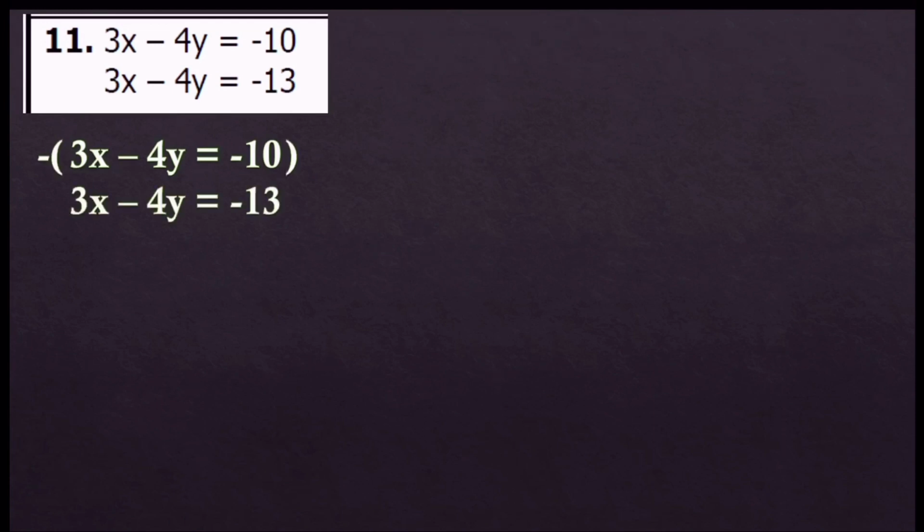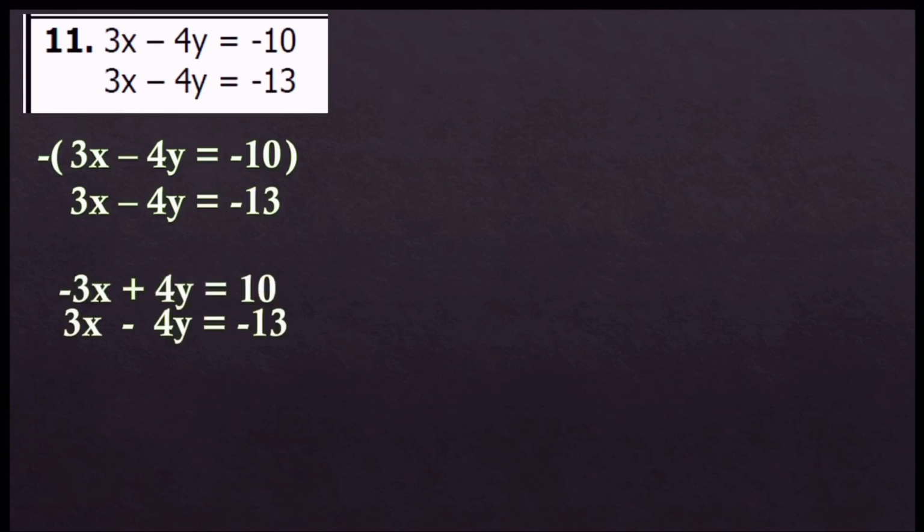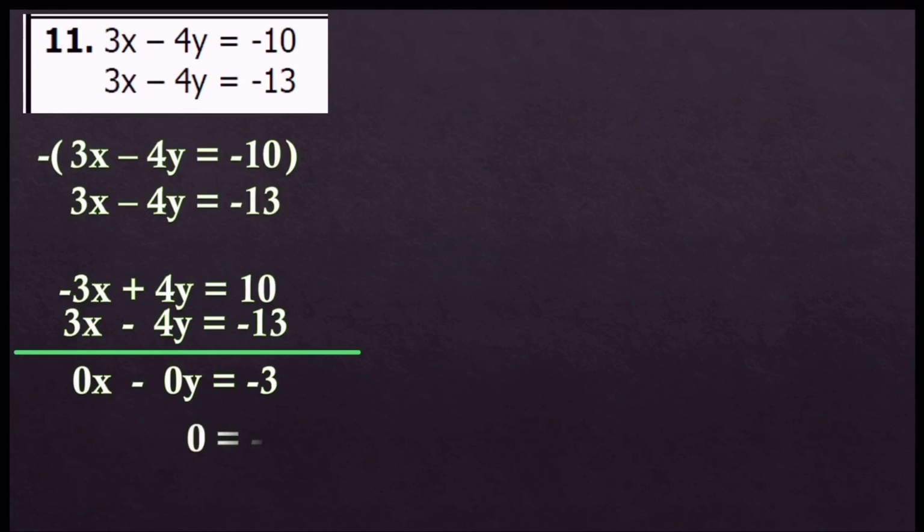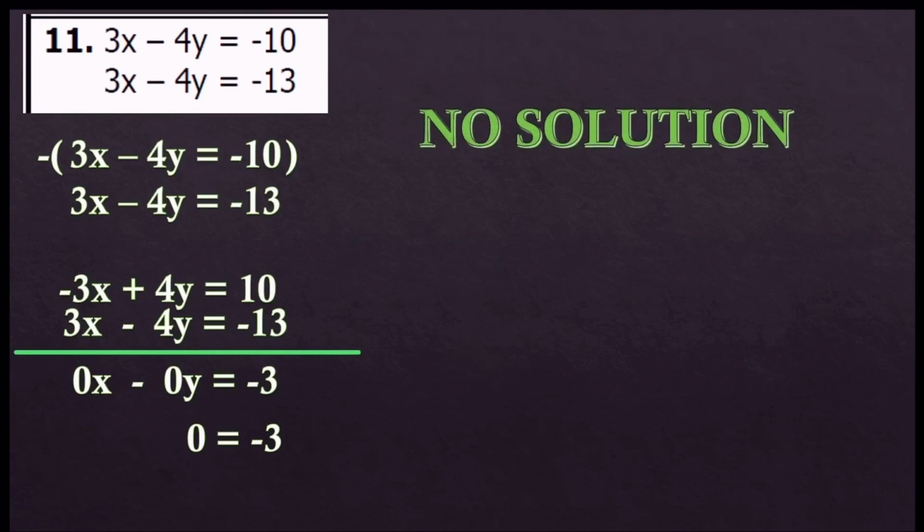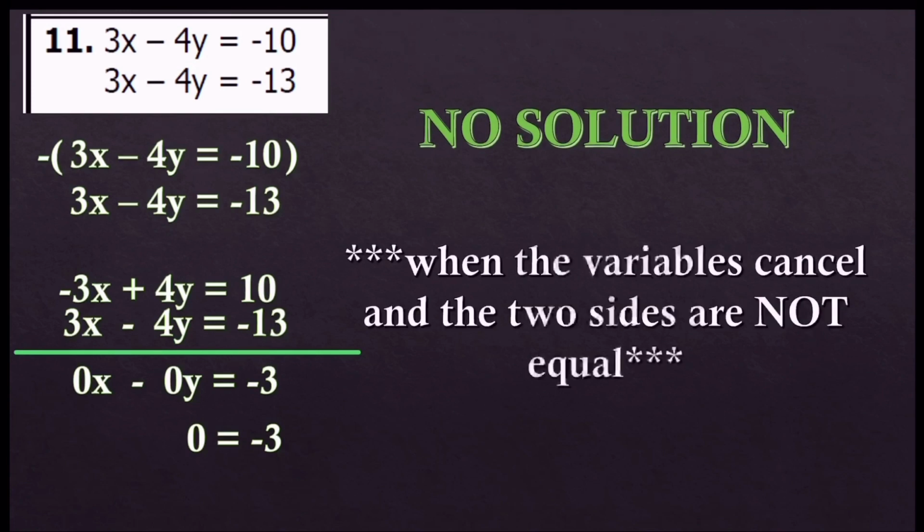Because what happens is I now have negative 3x plus 4y equals a positive 10. And then I'm going to add to it the other original equation. When I do this, what happens is I get 0x, 0y, but I get negative 3. So does 0 equal negative 3? Will it ever equal negative 3? No. So it's no solution. Remember, this doesn't change. If the variables cancel and the two sides are not equal, it's no solution.